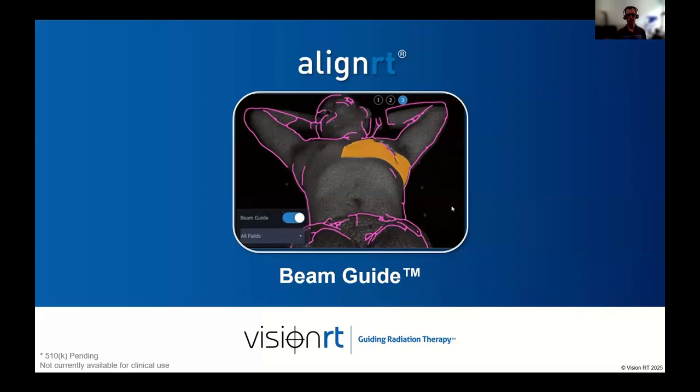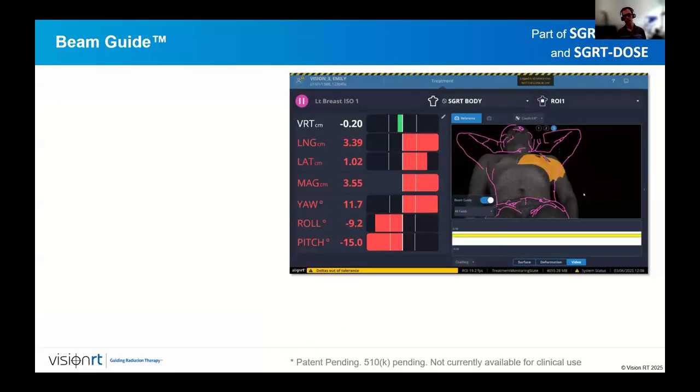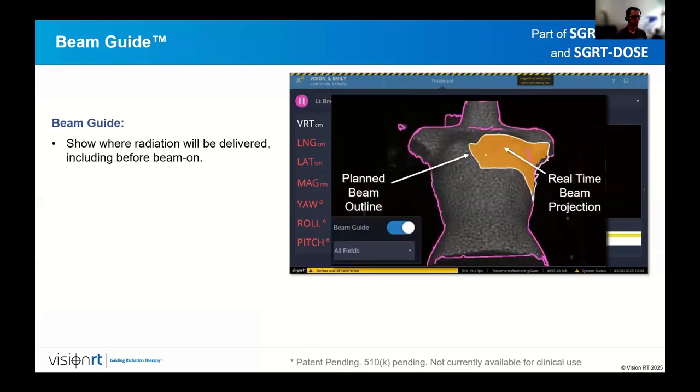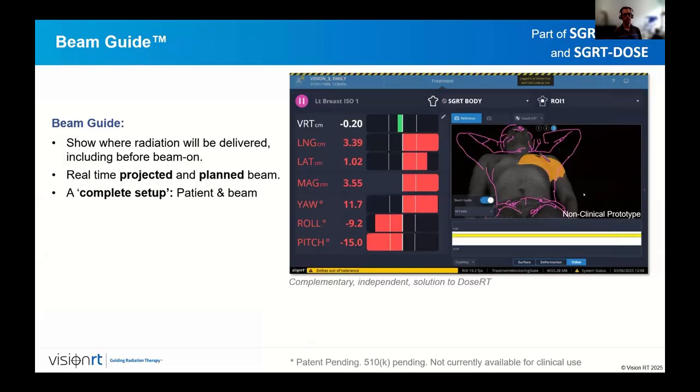Mike will go in a bit more detail. It's slightly related to Dose RT, but it doesn't use any additional hardware. It's just built into the Align RT software. It's an extra module, and what it does is use the treatment plan to show where the radiation is going to be delivered, kind of in a live view.